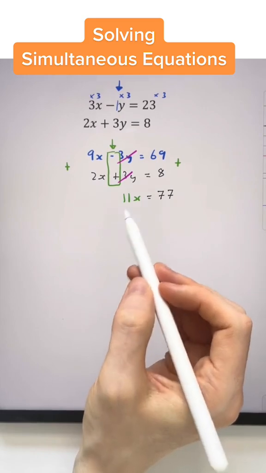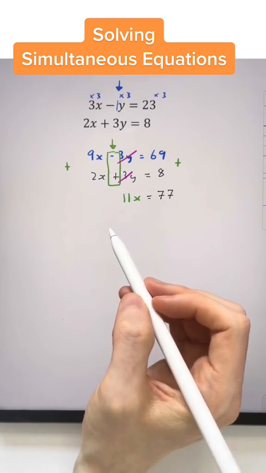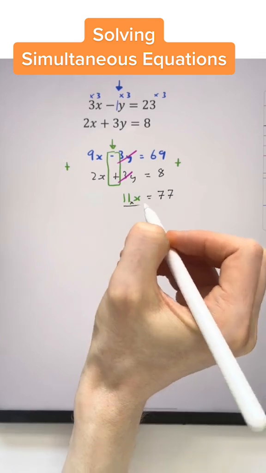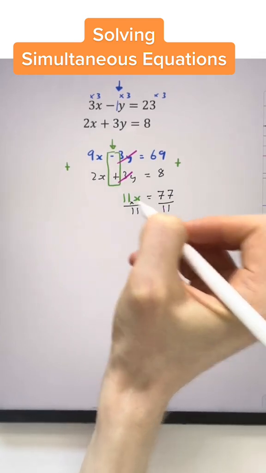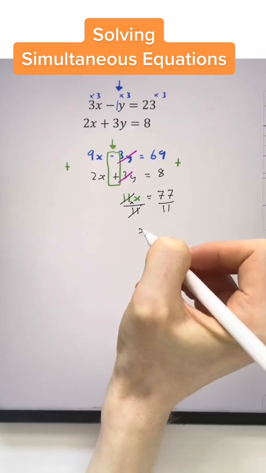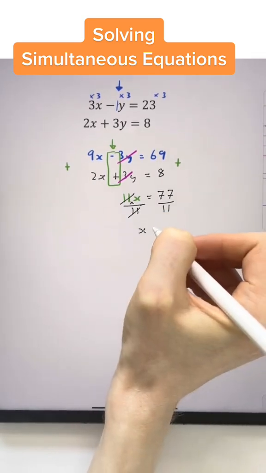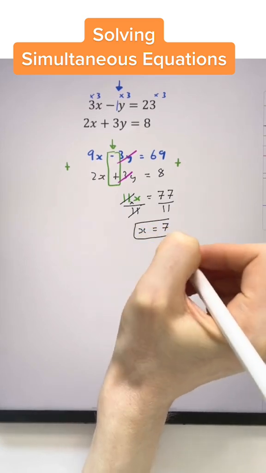I don't want 11x, I want to find the numerical value for the single letter of x. The opposite of times by 11 is to divide both sides of my equation by 11. 11 over 11 cancels to give us x, and 77 divided by 11 will give us 7. So x is equal to 7.